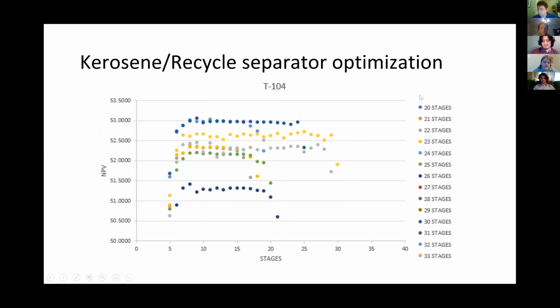specs. And then in the kerosene recycle optimization, we had the same thing with the number of stages and the feed stage versus the NPV. And as you can see, it was 26 stages with a feed stage of around 8.